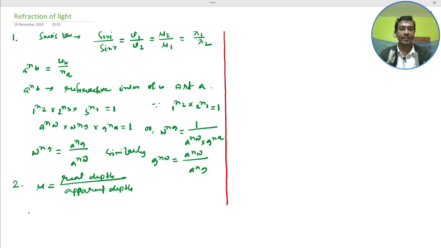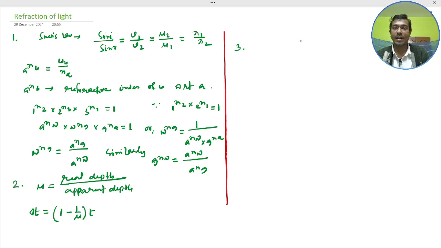And the del t here would become del t equals (1 minus 1 by mu) into t. Del t is the apparent shift, so the apparent depth because of the liquid. And the total shift of object due to multiple slabs.